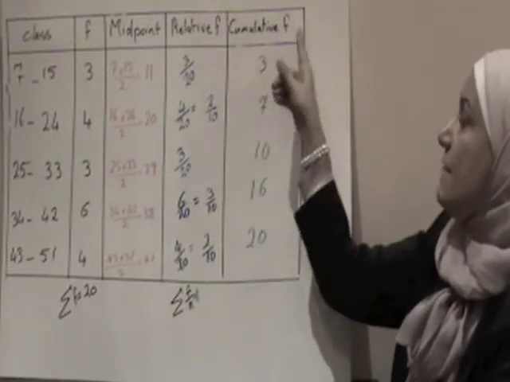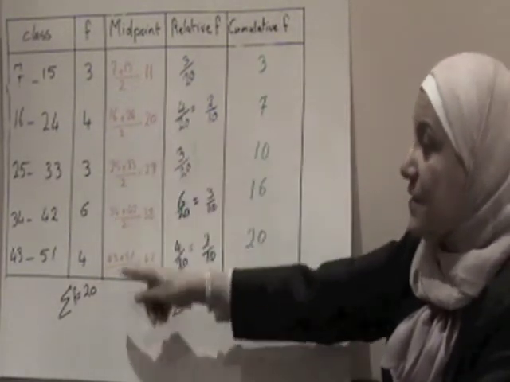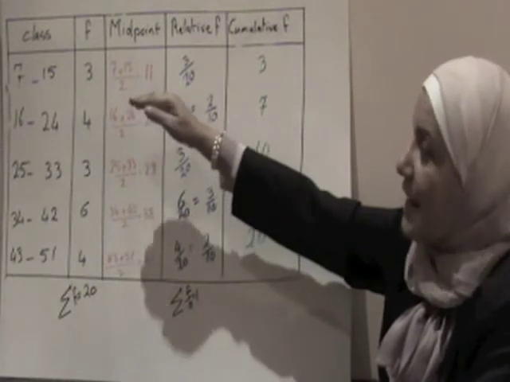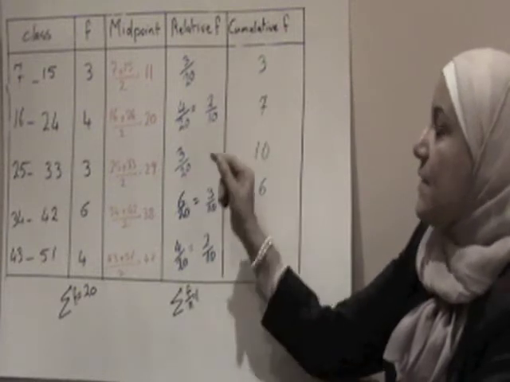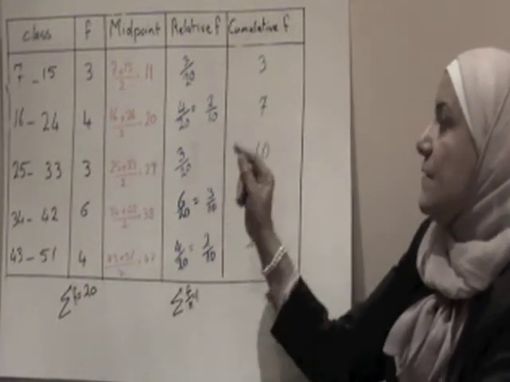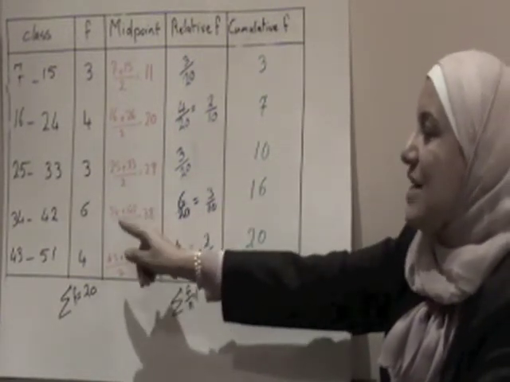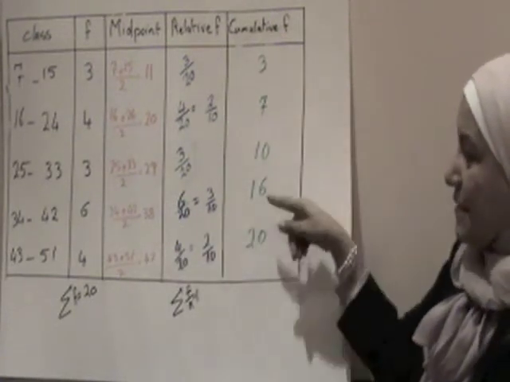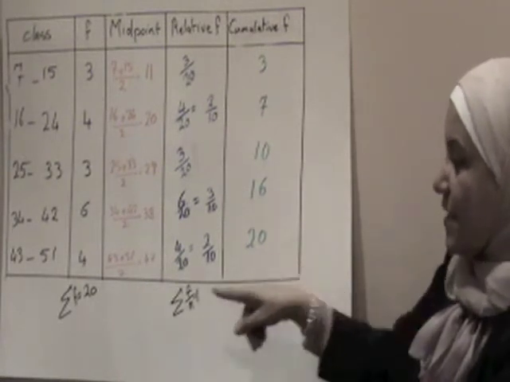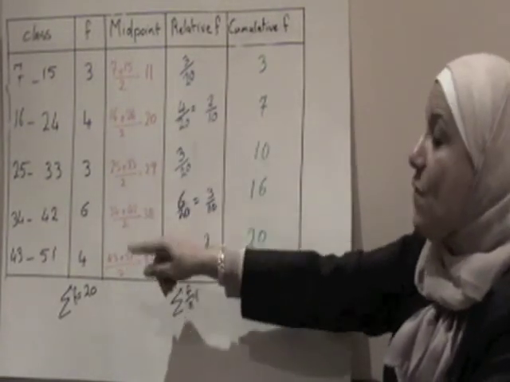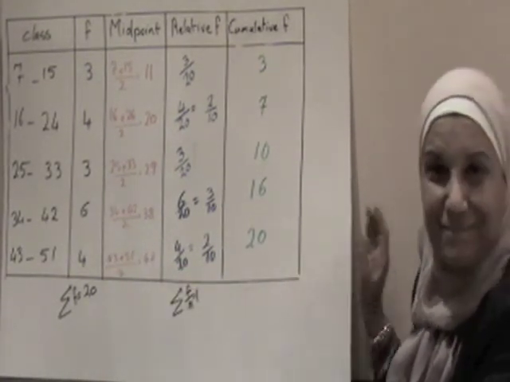Last part, the cumulative frequency. Cumulative frequency means how many of my entries fall less than or equal to the number you have. How many of your entries are less than or equal to 15? 3. How many are less than or equal to 24? 7. How many are less than or equal to 33? 10. How many are less than or equal to 42? 16. How many are less than or equal to 51? All my entries, 20. So all my entries fall less than or equal to 51 minutes. Thank you.